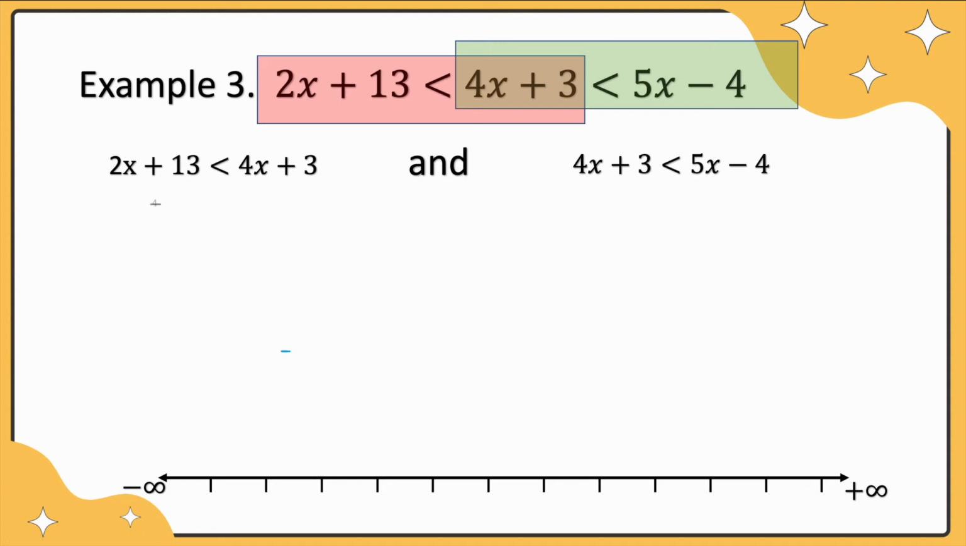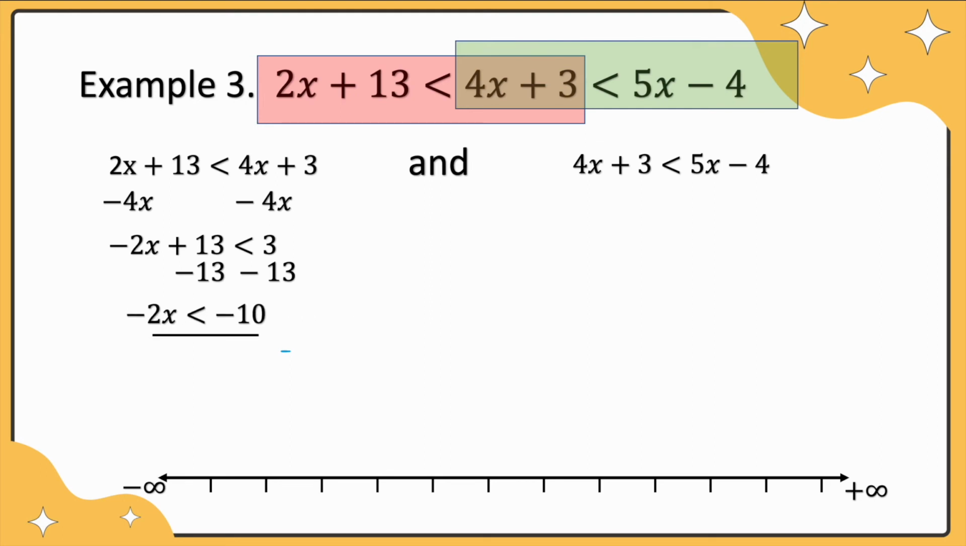Now let's bring all x terms on the left side by adding negative 4x. We get negative 2x plus 13 less than 3. Now isolate the x term on the left by adding negative 13 on both sides. We have negative 2x less than negative 10. Isolate x by dividing both sides by negative 2. So when you multiply or divide an inequality by a negative value, the direction of the inequality will be switched. So less than is switched to greater than sign. So we have the first part of our solution, which is x greater than 5.